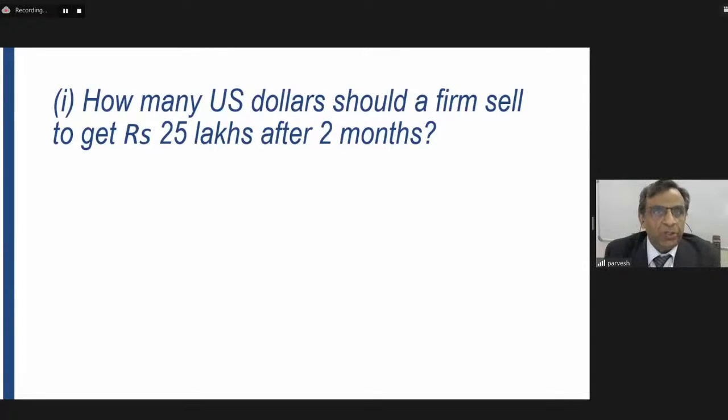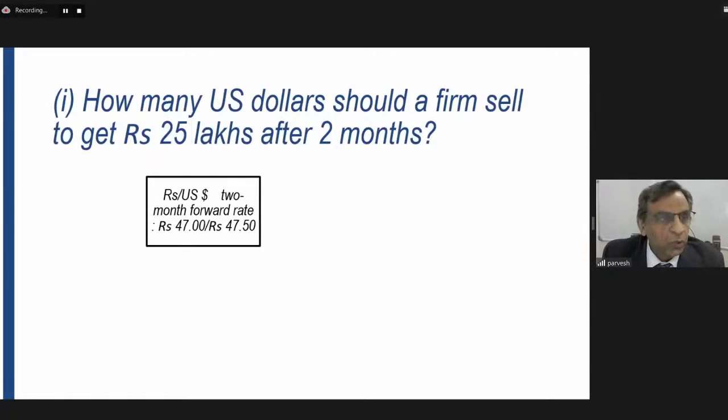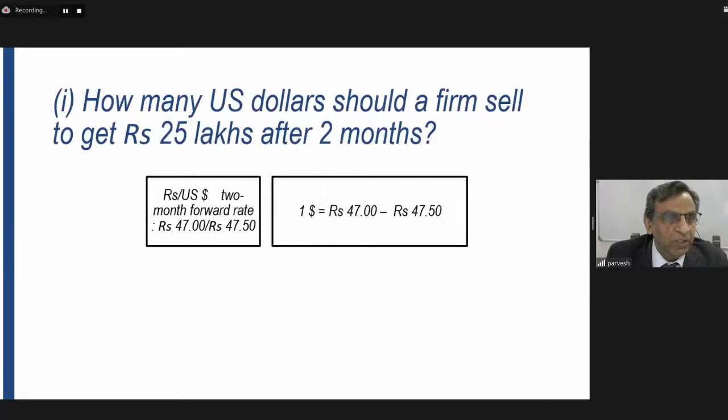How many US dollars should a firm sell to get 25 lakhs after 2 months? We have been given this quote. This is a forward quote because he is talking about how many dollars the firm should sell after 2 months. So we look at the forward rate. We can split the forward rate like this: $1 is equal to 47 bid rate and 47.50 ask rate. But this is a dollar rate, so we need to convert this into a rupee quote.